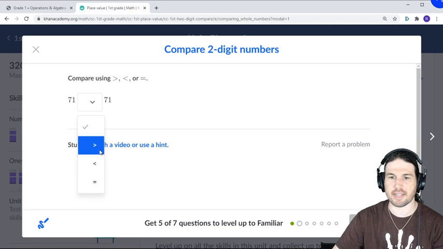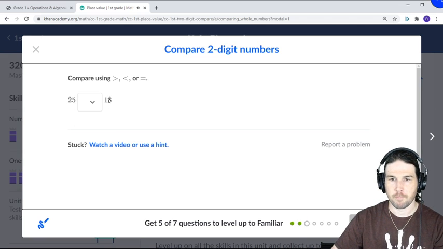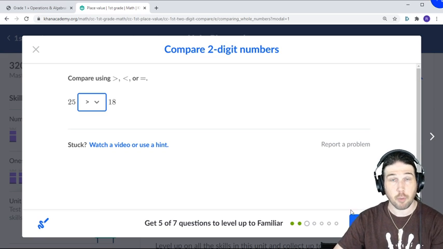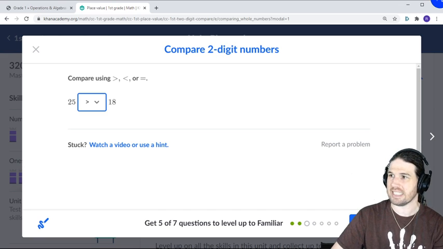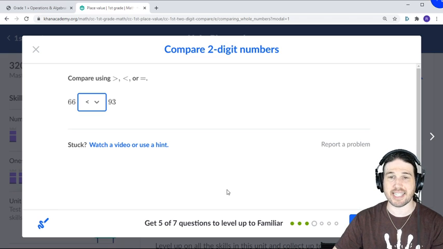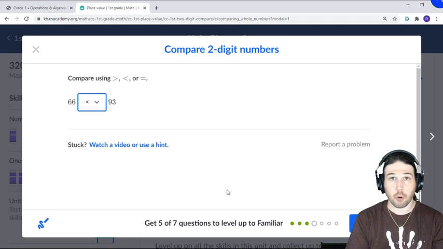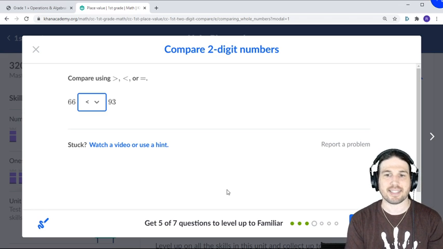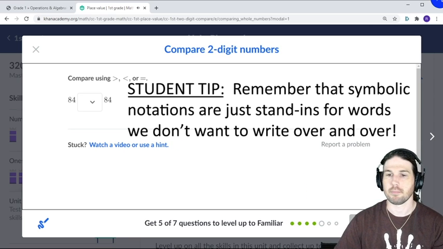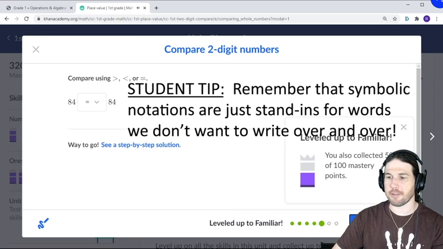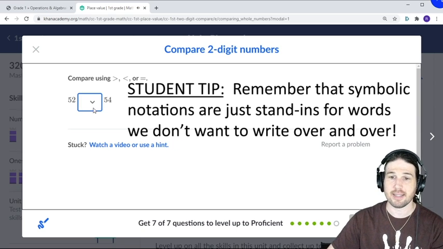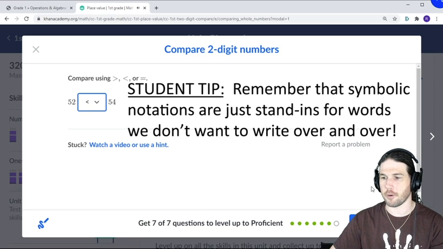Okay, so 71 and 71 are equal. 25 is greater than 18. Again, the little alligator mouth is pointing at the larger number because that's what it wants to eat. 66 is less than 93. Again, very important to read this out loud as 66 is less than 93, which it is. 84 is equal to 84. And 60 is clearly greater than 26. And 52 is less than 54.